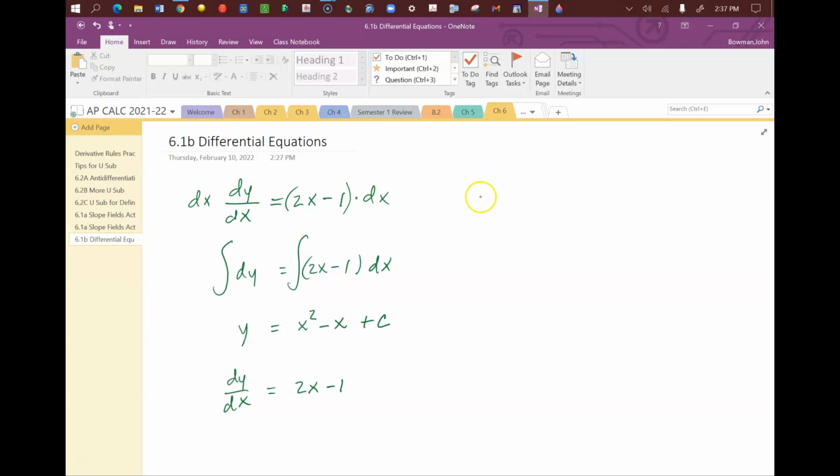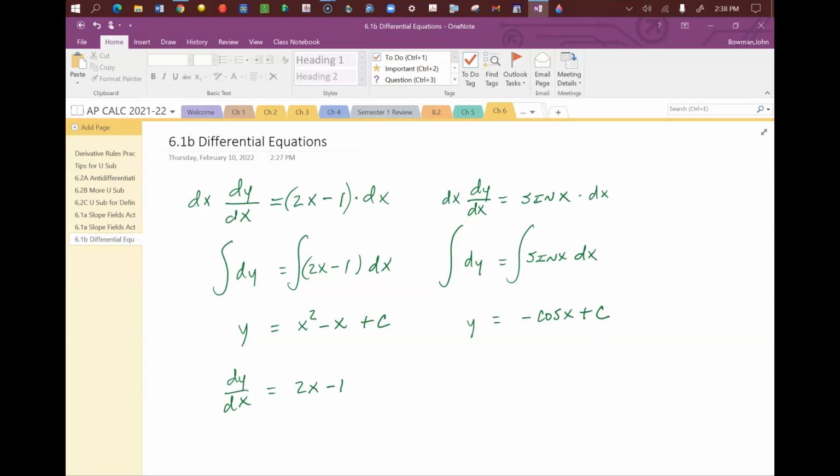Another example might be something like the following. Let's say we know that dy dx is equal to the sine of x, and we're trying to find a general solution to that differential equation. We would again multiply both sides by dx and get dy is equal to sine of x dx, and then we're going to integrate both sides of that, and on the left-hand side we would get y, and the antiderivative of the sine is the opposite of the cosine of x plus c.